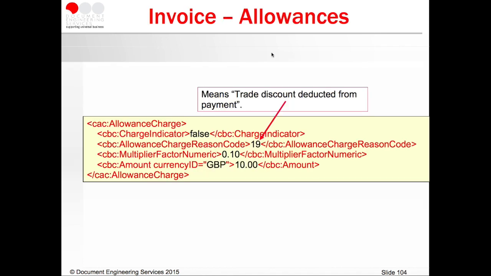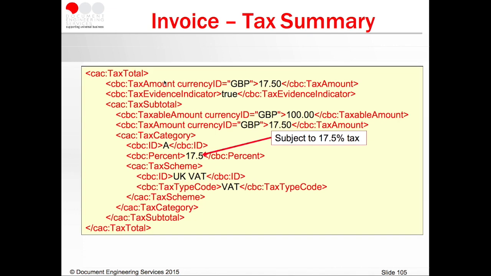The invoice can include allowances. So this is a reason charge number 19, which is a code that means trade discount deducted from payment. So there is what looks to be a 10% discount fee. There may also be taxes, and this demonstrates what a tax would look like, 17.5% VAT. On £100 is £17.50, and that's the total of all taxes.